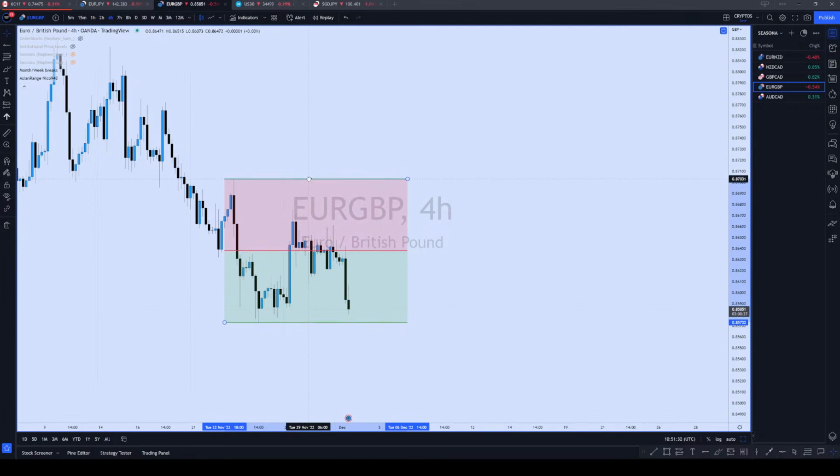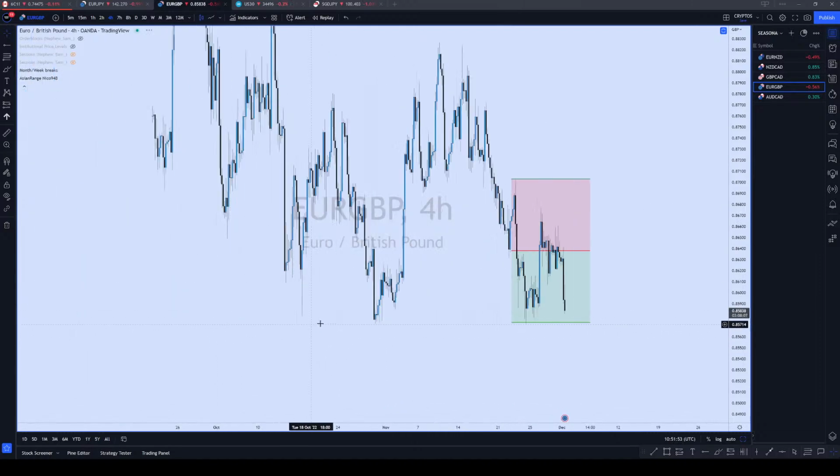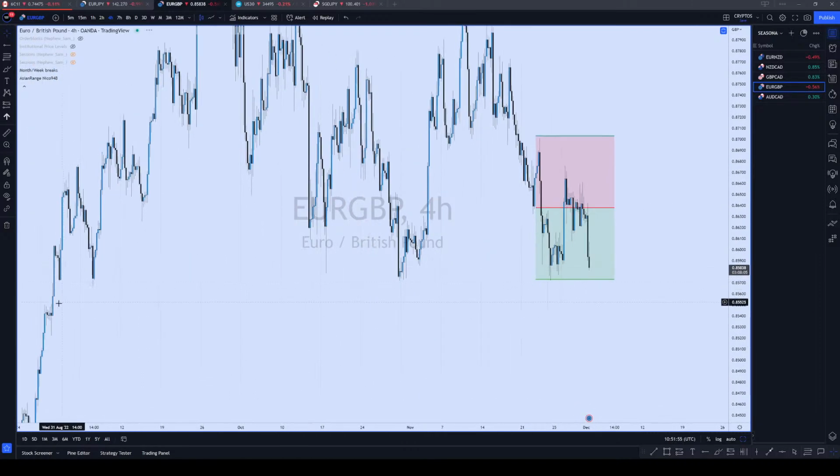So at least you've got the idea of what you're trying to do in a picture form, that you're only going to be interested in selling if price trades up here. Okay, so that is that for Euro Pound. You can see they're going to attack this low. I think they will attack these lows as well, and then maybe trade into this imbalance.